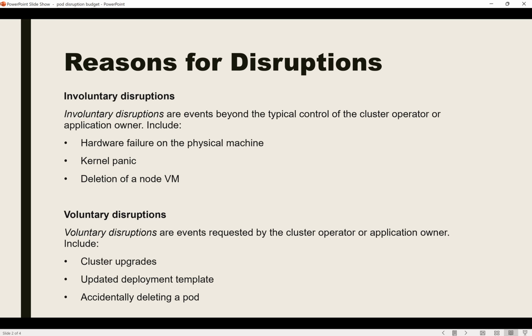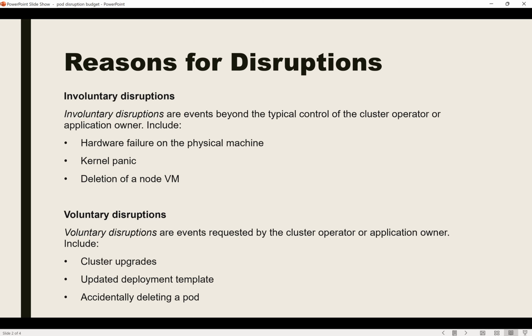There are two different reasons for the disruption. One is involuntary disruptions, where you don't have control over the event. That can be hardware failure, kernel panic, or deletion of a node in a node pool. And the second one is voluntary disruptions, which are triggered or initiated by you.